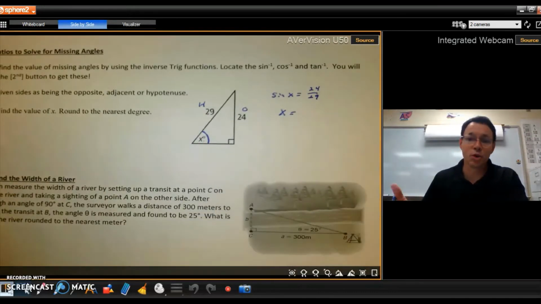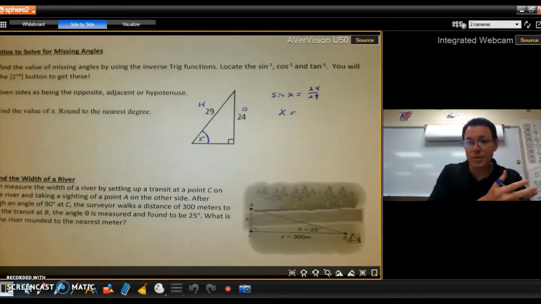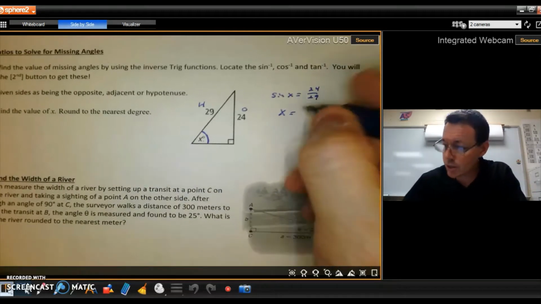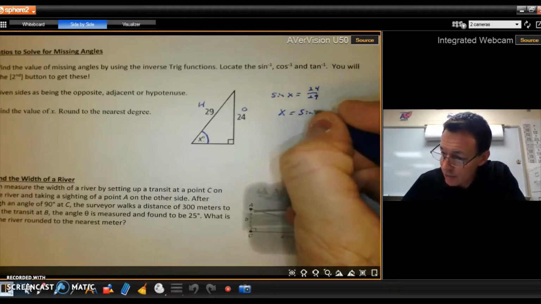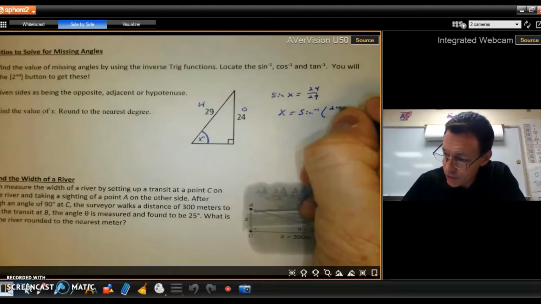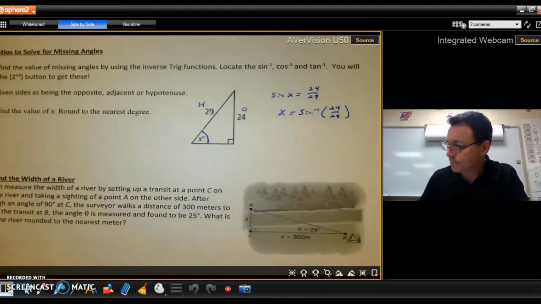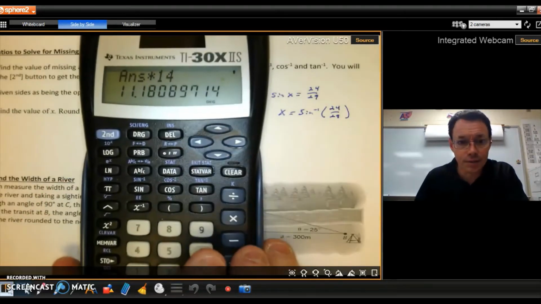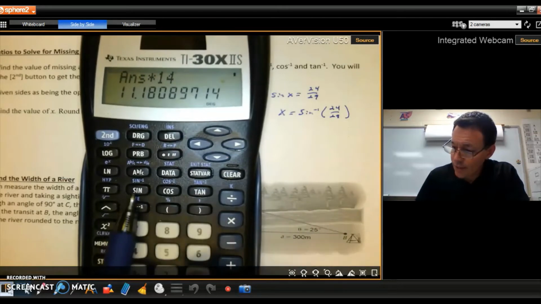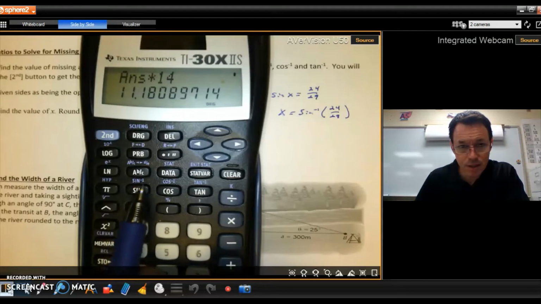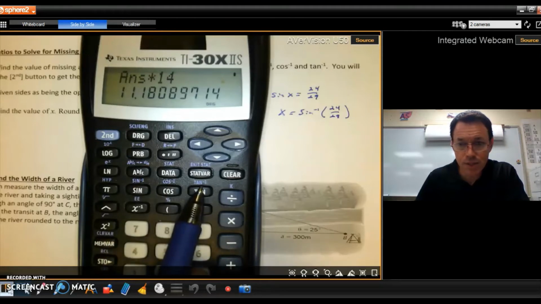Just like when you solve a multiplication problem, you divide by both sides. You do the inverse operation. So we're going to do the inverse sine of 24 over 29. Now, grab your calculator. If you look at the sine, cosine, and tangent buttons, right above them, you're going to see the inverse sine, the inverse cosine, and the inverse tangent.